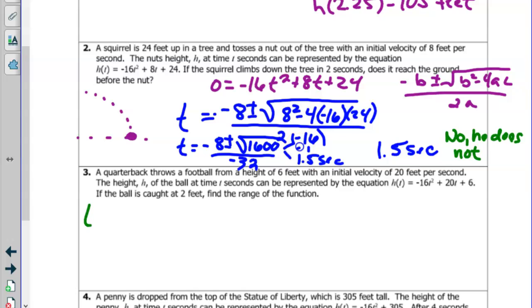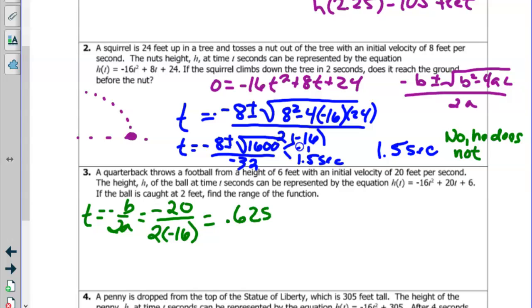All right, so I'll do t equals negative b over 2a. This time, what is my b equal to? Very good. And my a is always going to be negative 16, it seems. What is negative 20 divided by 2 times negative 16? You can give me the decimal. Very good. Alright, so that's my time it's going to take to reach the maximum height.